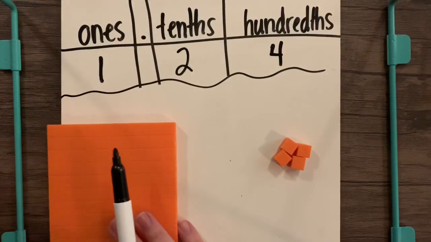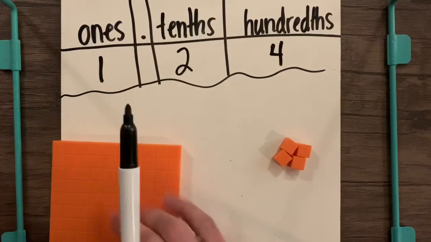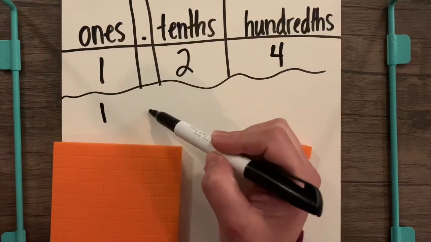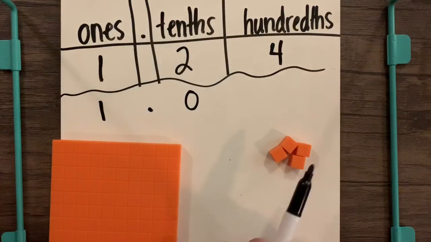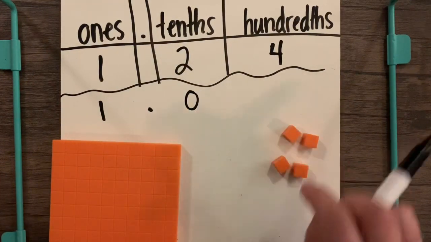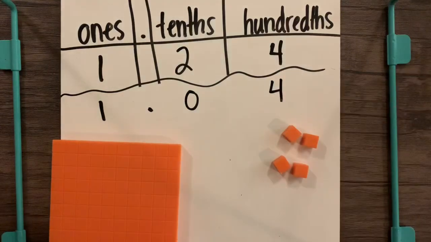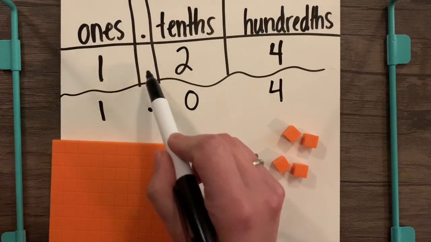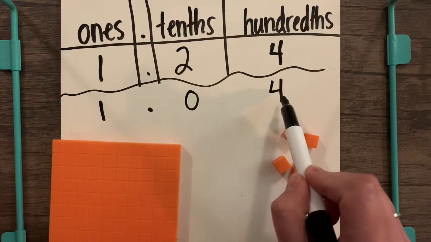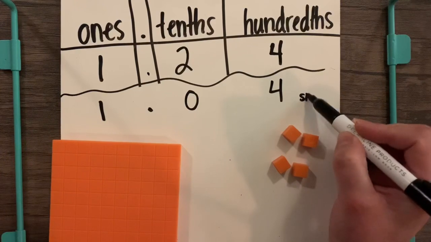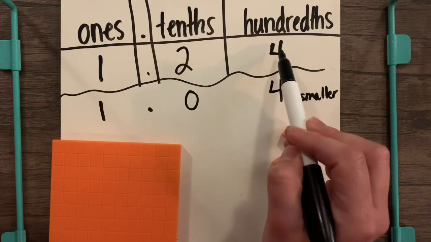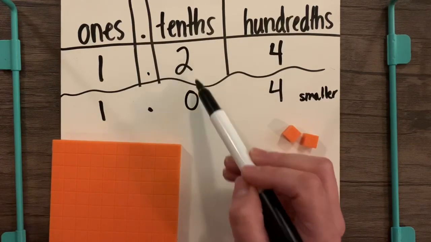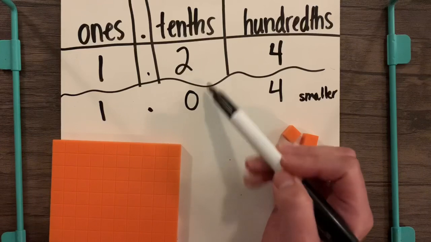Well, this number is showing me that I have one whole. Do I have any groups of tenths? I do not, so there's a 0 here. But I do have 1, 2, 3, 4 hundredths still. For me, it's easy to see that the number 1 and 4 hundredths is smaller than the number 1 and 24 hundredths because I'm missing the two groups of tenths.